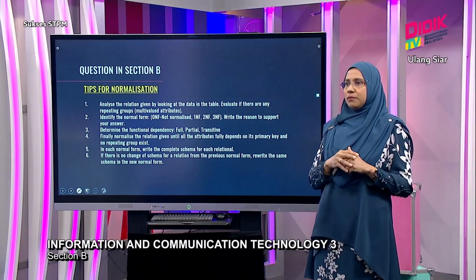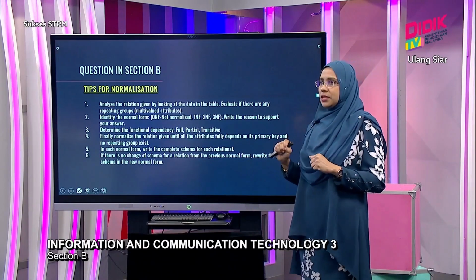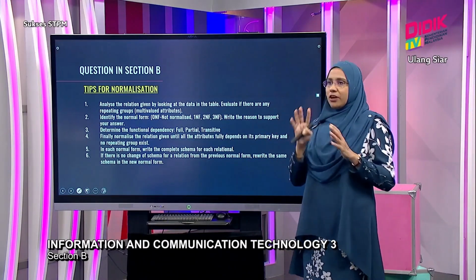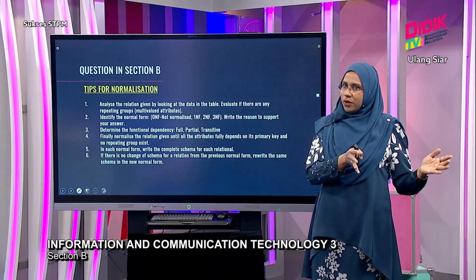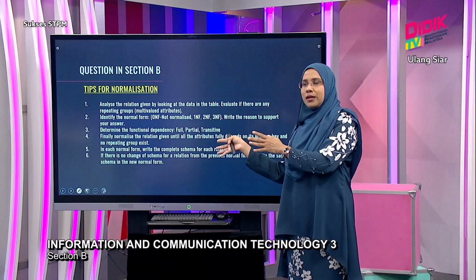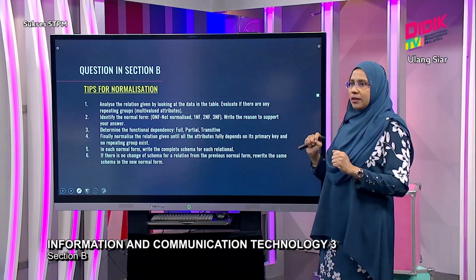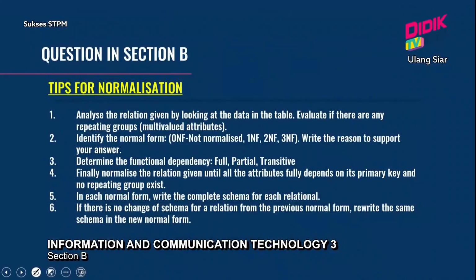And then the third one, determine the functional dependency. There are three functional dependencies: full, partial, and transitive. Functional dependency means you have to write the primary key followed by an arrow followed by the attribute. That is functional dependency. And then step number 4, normalization. Normalize the relation given until all the attributes fully depend on the primary key and no repeating group exists. In each normal form, write the complete schema. This is important because students might miss this. They don't write the schema. So this is very important. In each normal form, write the complete schema. And if there is no change of schema for a relation from the previous normal form, rewrite the same schema in the new normal form.